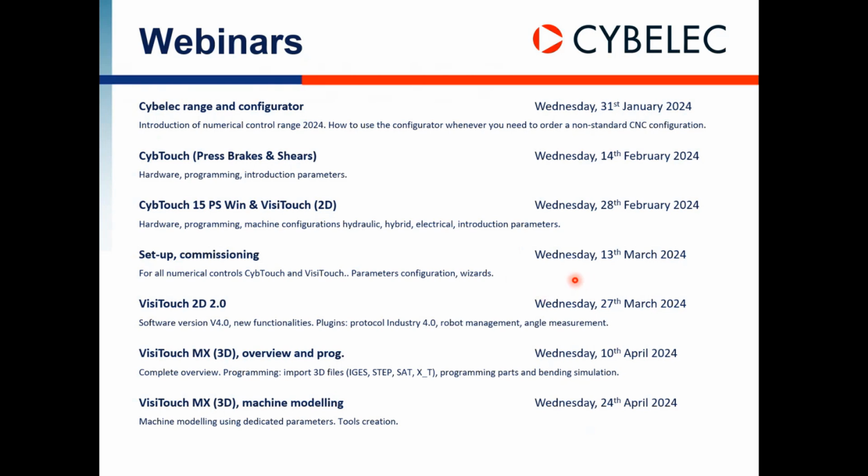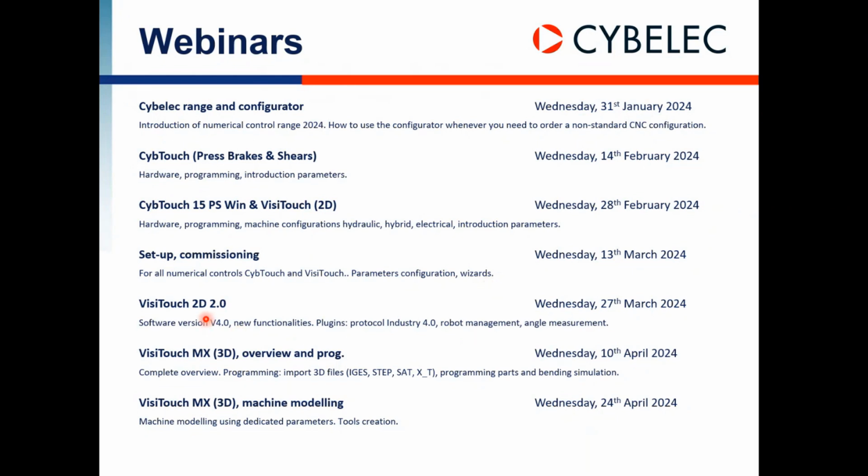Then, middle of March, we will talk about the commissioning, how to set up one axis. The parameters are similar on our complete range, which means if you know how to start up a SIP-Touch, either a shear or press brake, then you also know how to start up a VisiTouch, because the axis parameters, the beam parameters are strictly identical. So we will go into how to set up using our dedicated wizards.